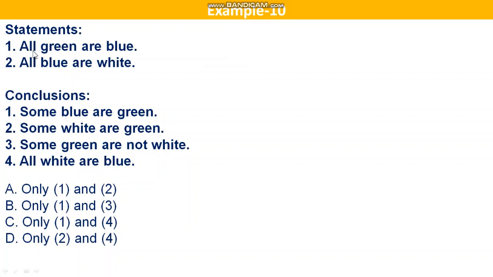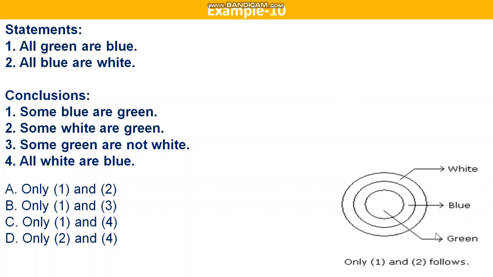Example 10. All greens are blue, all blues are white. Very simple. Now how many conclusions follow? Number 1, some blues are green, that is true. Number 2, some whites are green, that is also true. Number 3, some greens are not white, that is false because all greens are white. Number 4, all whites are blue. No, that is also not true, because some whites are blue, not all. So only 1 and 2 follow, that is option A.